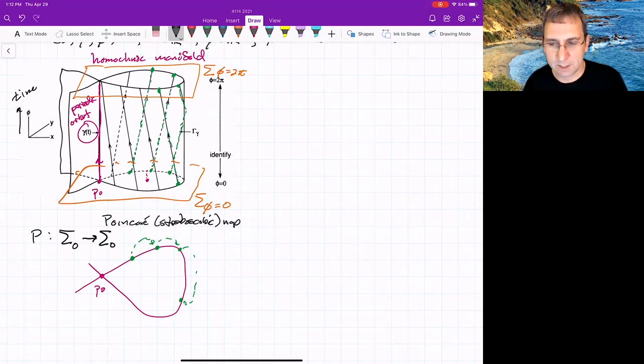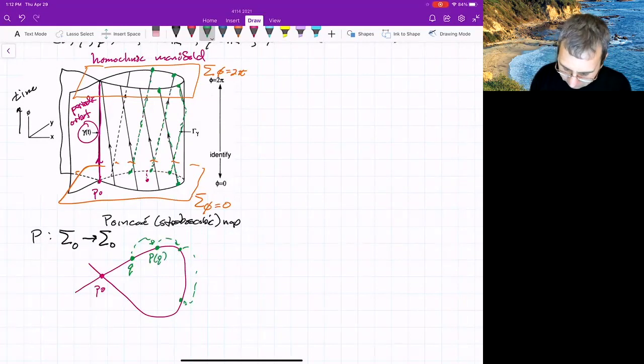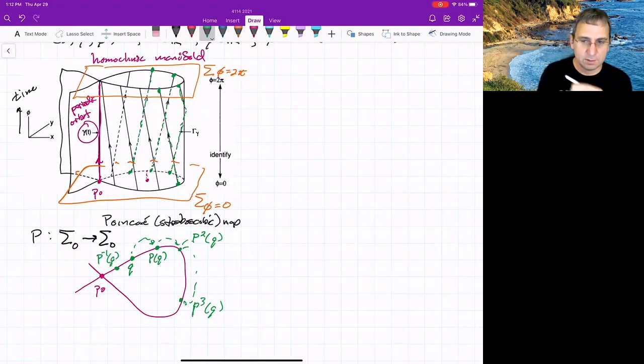yet turned on, but it's there. If we called this point Q, then we could call this P of Q. And then this would be 2 iterates of P on Q, and 3 iterates of P on Q. It's an invertible map too. So we could speak of where that point Q came from and call it P inverse, and then look at P double inverse, and so on.